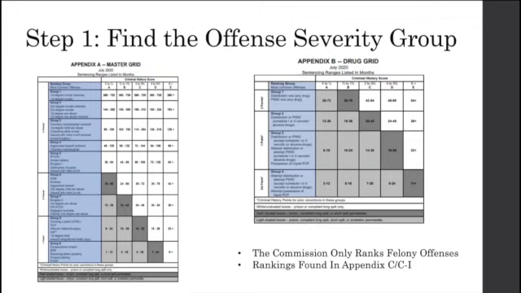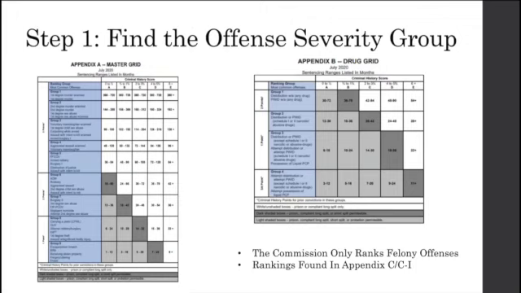It has a wealth of information. I really encourage you to dive in. Both grids operate the same way. The offenses that are considered the least severe, the lowest offense severity groups, are in the lowest tier. So that's Group 9 for the master grid and Group 4 for the drug grid. And then they move up in severity until you reach Group 1.